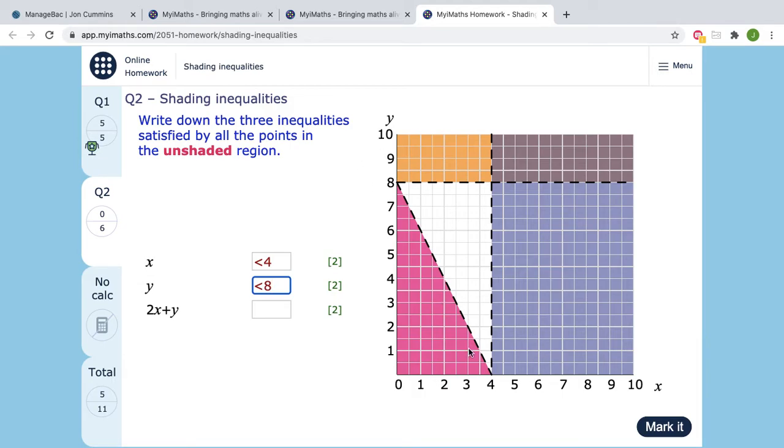So looking at this last one, it would be helpful to figure out the equation of that line. It's got a gradient of -2, because for every 1 across it's going down by 2, and it cuts at 8. So the equation of that line must be y equals -2x plus 8. Let's just go into Word for a minute.